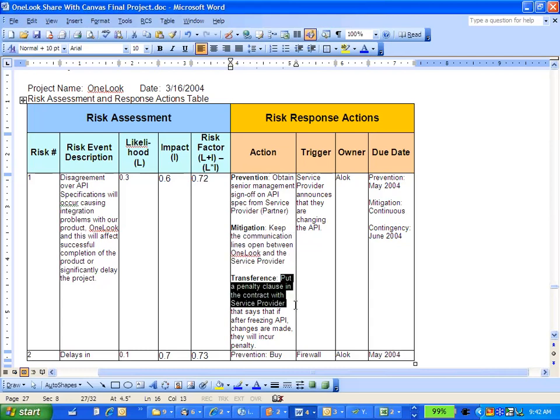Transference: put a penalty clause in the contract with the service provider that says if, after freezing, API changes are made, they will incur a penalty. And yeah, sometimes companies agree to it. When TCS or Infosys take up projects with companies like Bank of America or FedEx or Charles Schwab, they agree to penalty clauses, right? That if TCS does not provide a particular level of service, TCS can be penalized $10,000 for each delay, exactly, whatever the problem is, right?